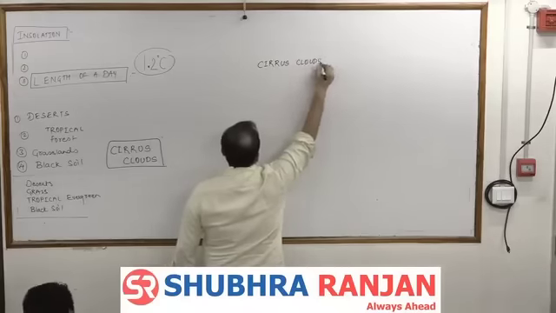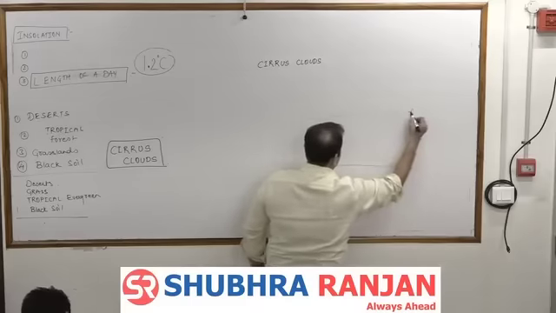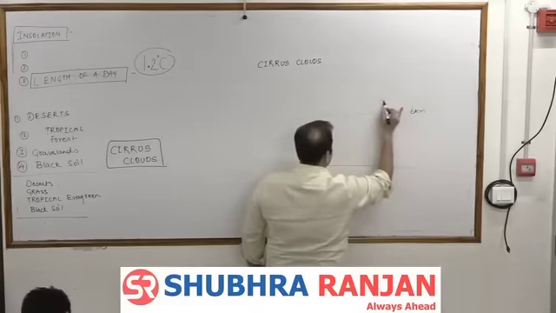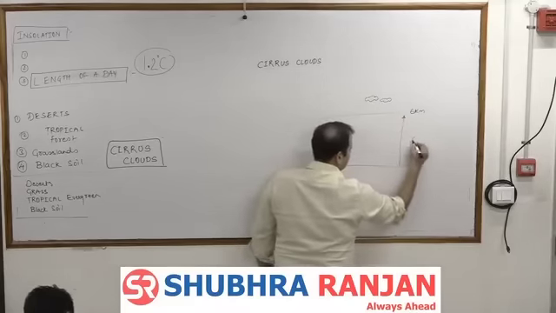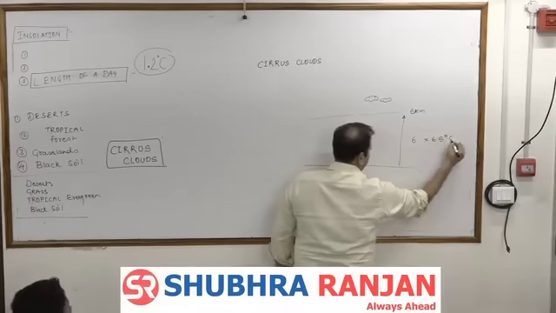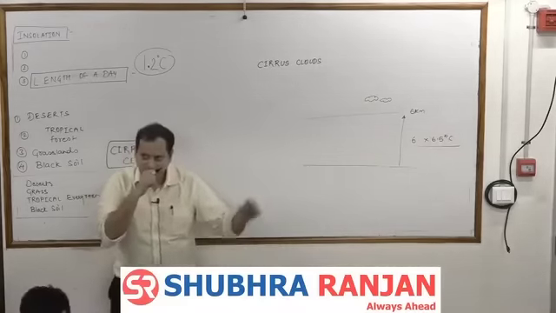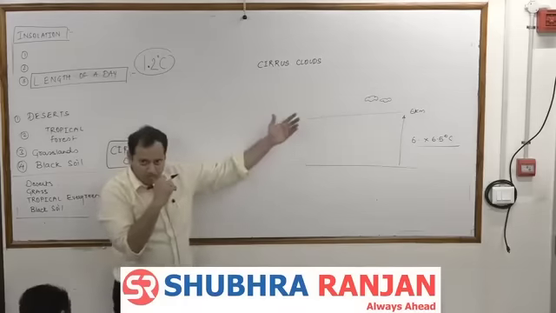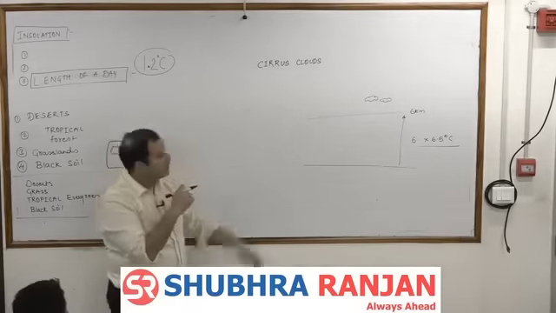छः किलोमीटर से ऊपर जो भी क्लाउड्स है from the ground about 6 kilometers, they are known as cirrus clouds. And above 6 kilometers you should remember, for every kilometer 6.5 degrees Celsius the temperature is going to decrease. So generally above 6 kilometers anywhere in the world the temperature is below zero. Below zero, therefore they are made up of ice particles or snow particles.